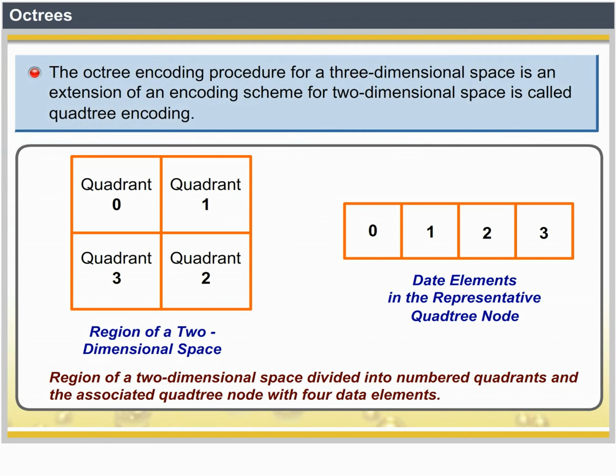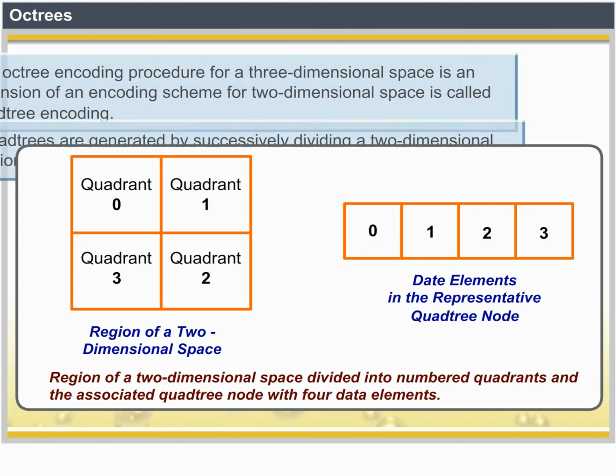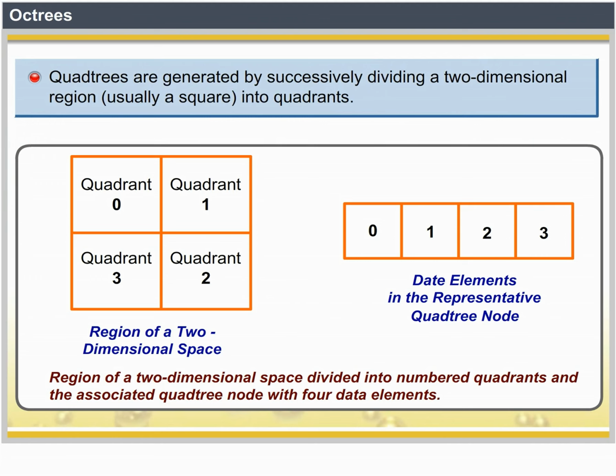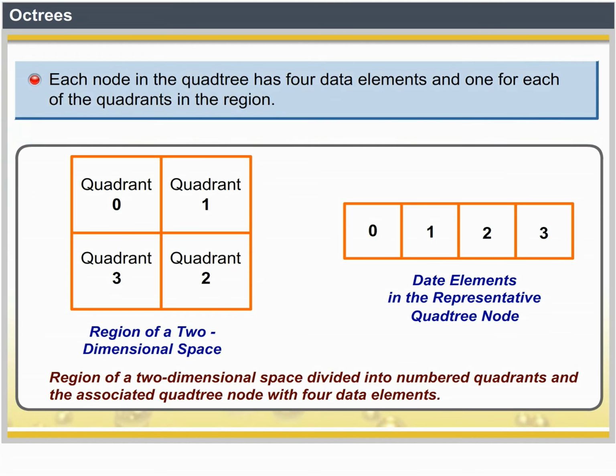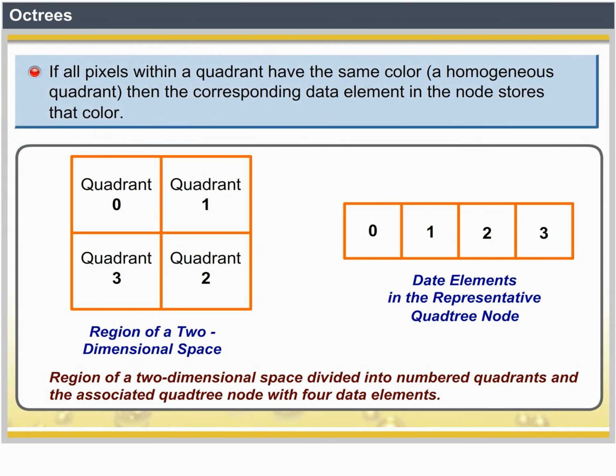The octree encoding procedure for a three-dimensional space is an extension of an encoding scheme for two-dimensional space called quad-tree encoding. Quad-trees are generated by successively dividing a two-dimensional region, usually a square, into quadrants. Each node in the quad-tree has 4 data elements, one for each of the quadrants in the region, as shown in the figure. If all pixels within a quadrant have the same color, a homogeneous quadrant, the corresponding data element in the node stores that color.